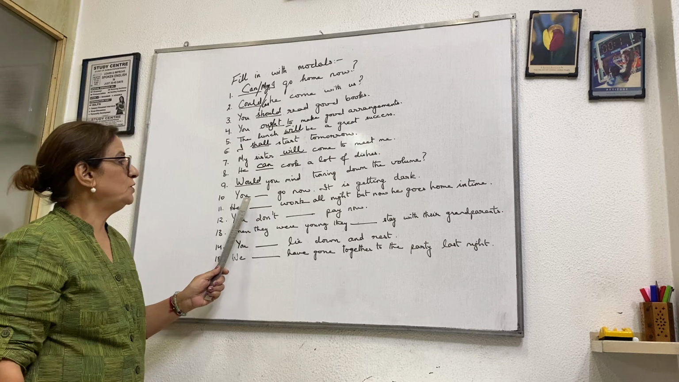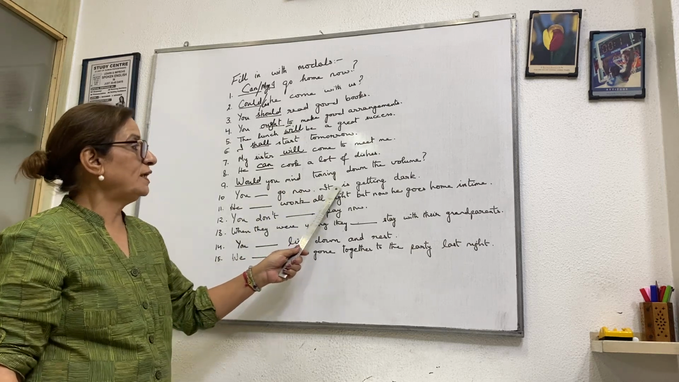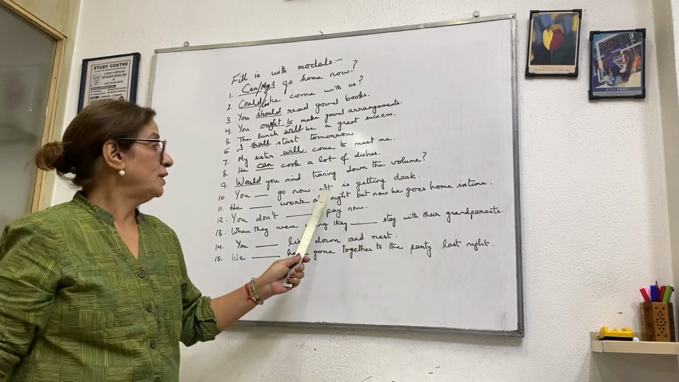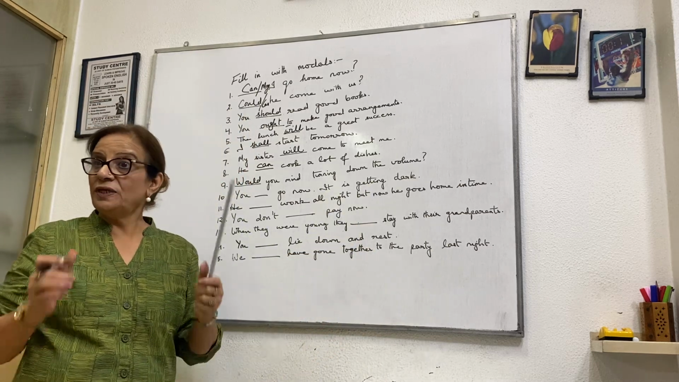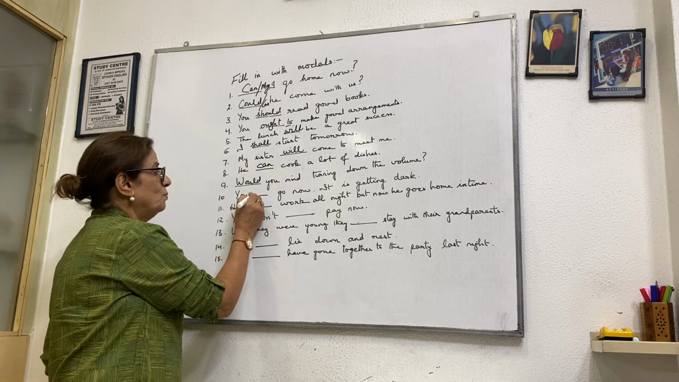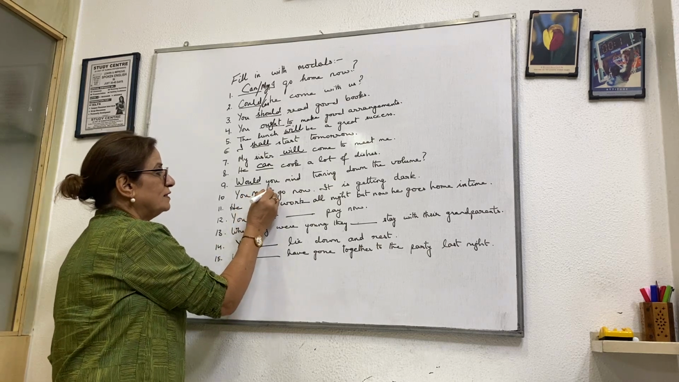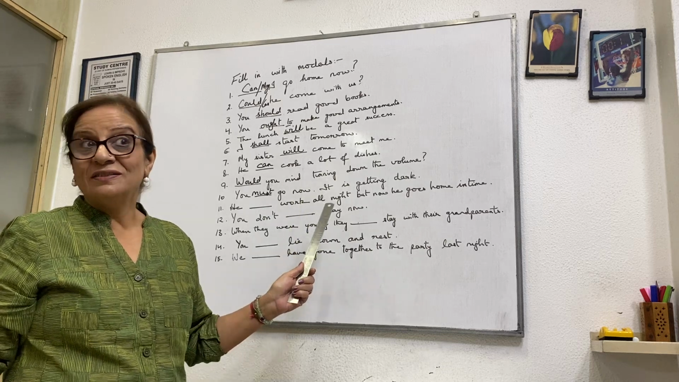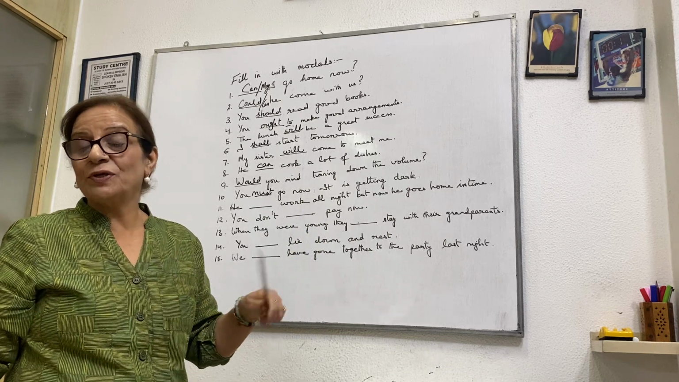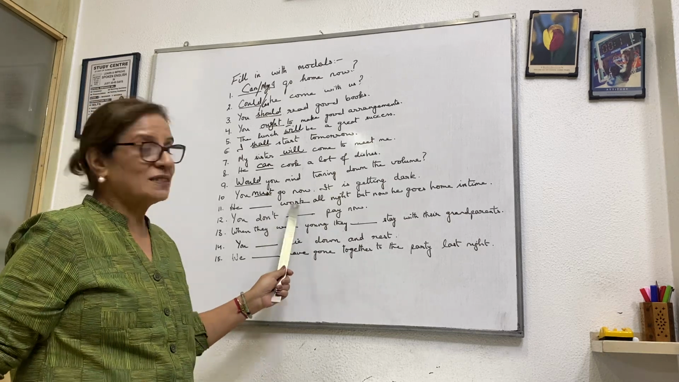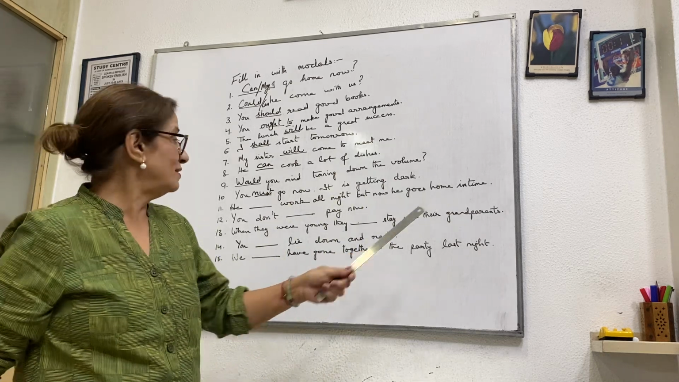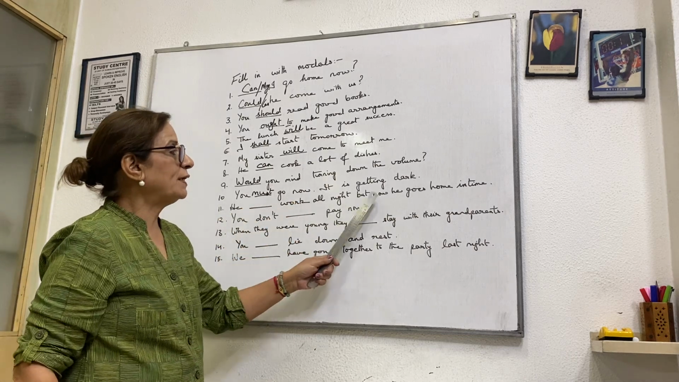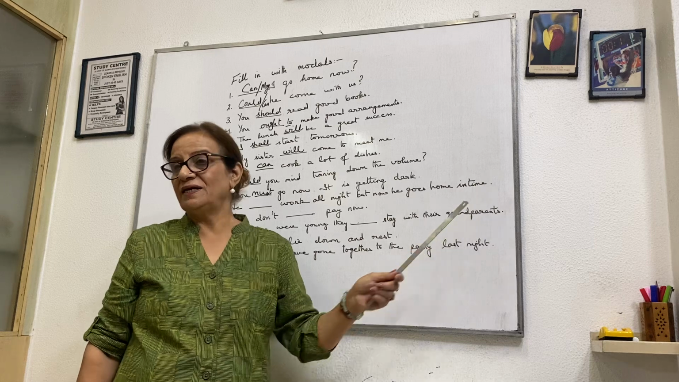Okay. Next, you dash go now. It is getting dark. So it is a compulsion. So you must go now. It is getting dark. Okay. So it is a compulsion that it is getting dark. So it is important that you should leave. So you must go now. It is getting dark. Next, he dash work all night, but now he goes home in time.